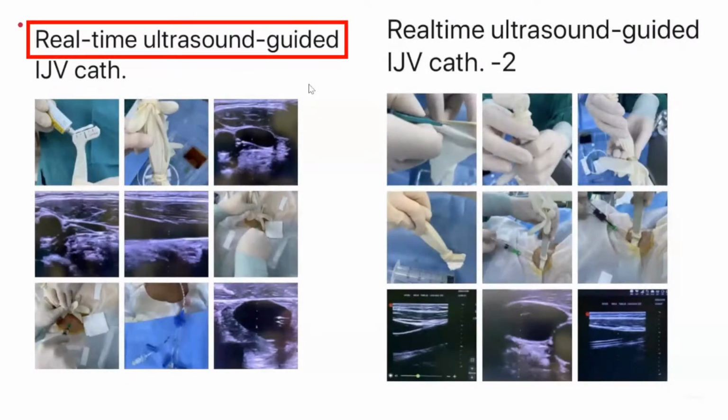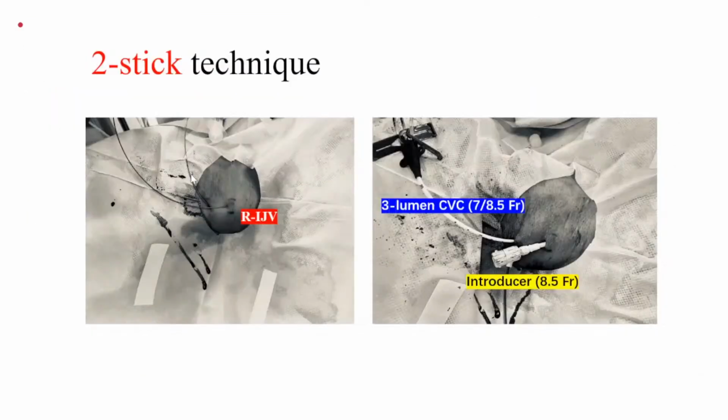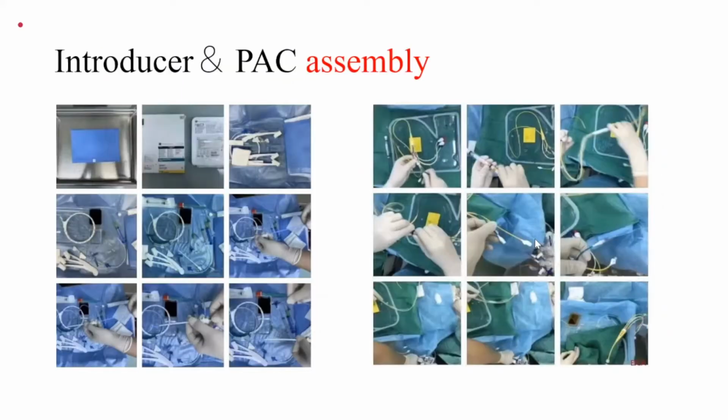As you can see from the picture, 2 punctures were made in the right internal jugular vein. After that, a 3-lumen CVC and the introducer were inserted. The PAC was inserted via the introducer to its position. Introducer and PAC assembly, as shown here.